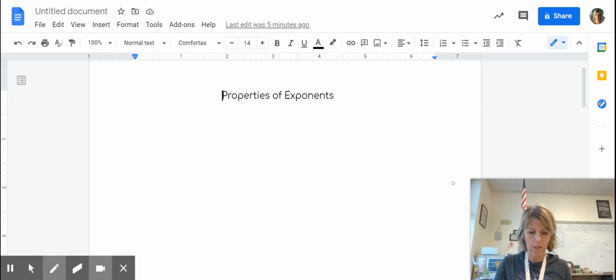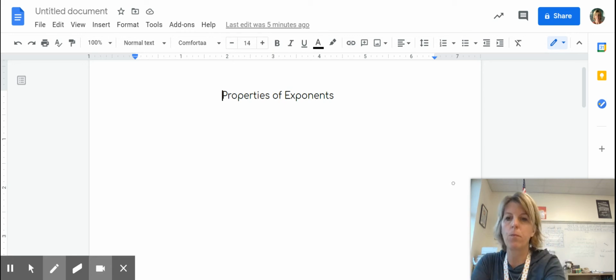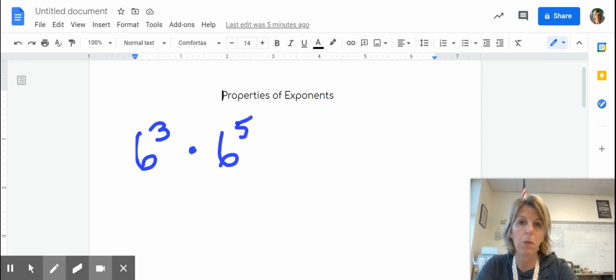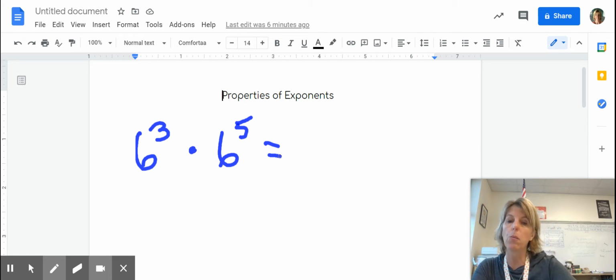So what happens if I have something like 6 to the 3rd times 6 to the 5th? Do they have to be the same thing in multiplication? They don't. The rule of multiplication is when you multiply, you add. That little rhyme in your head today. You know how I love a little rhyme to help me remember things too. So when you multiply, you add.